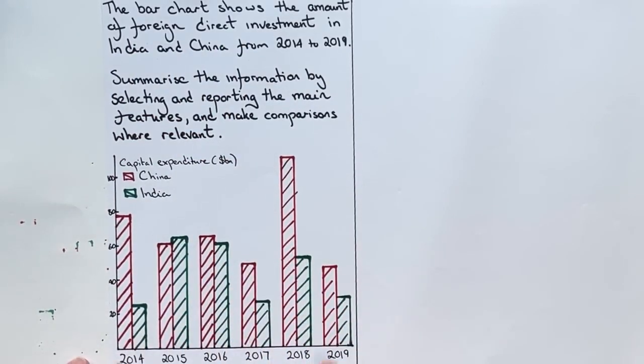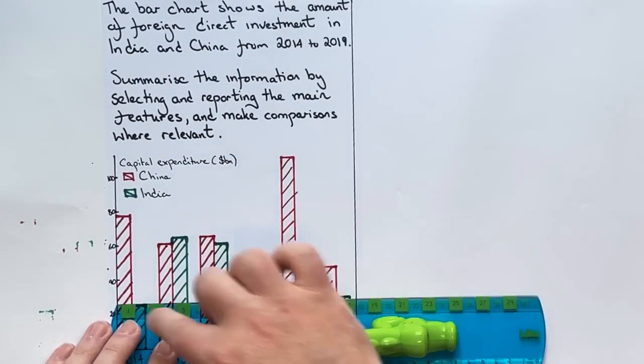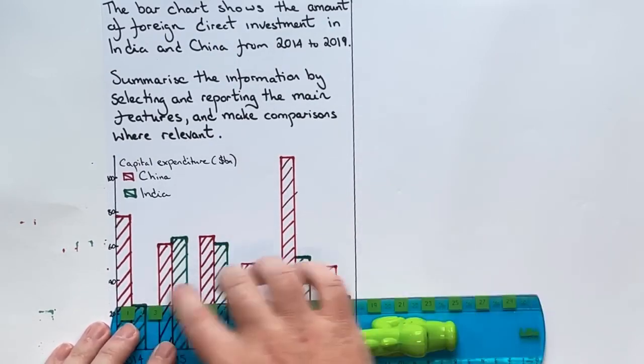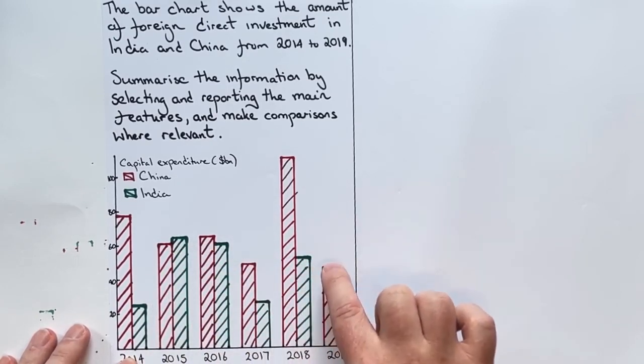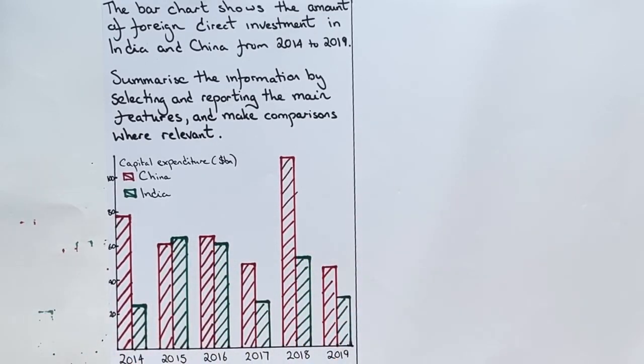If we look at India, it's fluctuating. All right, but it's pretty much staying the same. It doesn't go up much from 2014 to 2019. It fluctuates a little bit. That is the general trend.